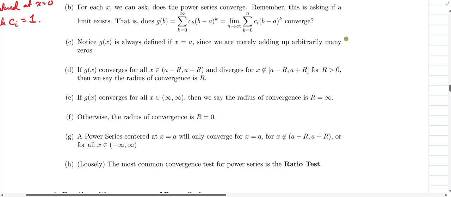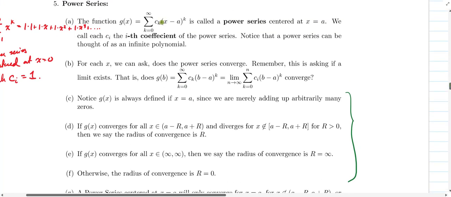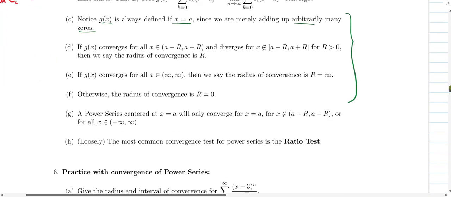we have only a few different things that could happen for a power series. First of all, notice that if I were to take this power series as I wrote it up above here, g of x, and I plug in the value for a, then I'd have a minus a is 0. So every power series will converge, meaning that the function g of x is defined at the value that it's centered at, because all you're doing there is adding up infinitely many zeros.